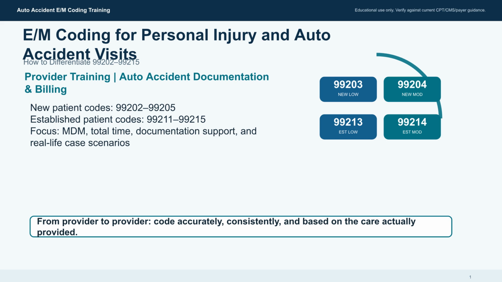As a provider myself, I understand how easy it can be to focus on the clinical side of care and overlook the importance of accurate coding. But proper E&M coding is part of responsible documentation. It helps protect the provider, supports the integrity of the organization, and reduces avoidable billing complications. This training is not about coding higher or lower. It is about coding accurately, consistently, and in a way that reflects the care actually provided.